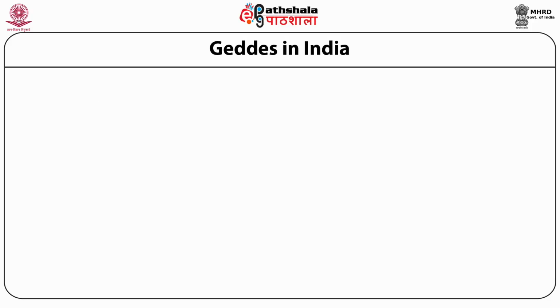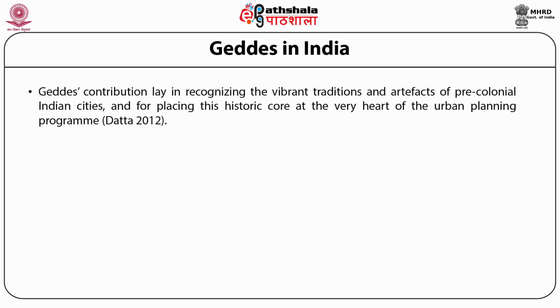Early urban planning in India attempted to apply Western solutions to Indian problems. Responding to the public health concerns produced by industrialization and overcrowding, it sought to secure the European city from the hazards of the native settlements in colonial centers such as Calcutta and Mumbai. To this paradigm, Patrick Geddes, a Scottish sociologist, ecologist, and urban planner, offered a bracing antidote. Geddes' contribution lay in recognizing the vibrant tradition and artifacts of pre-colonial Indian cities and in placing the historic core at the very heart of the urban planning program.